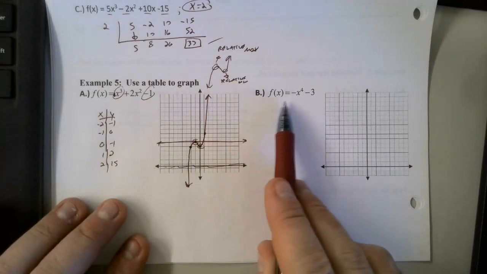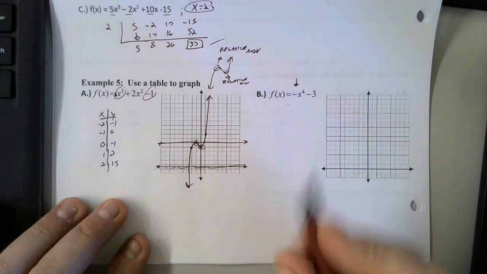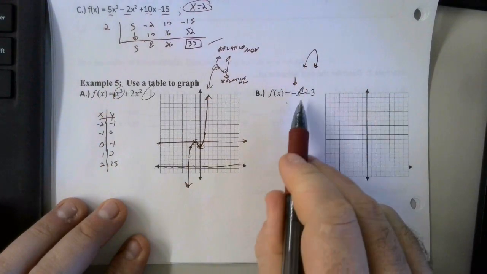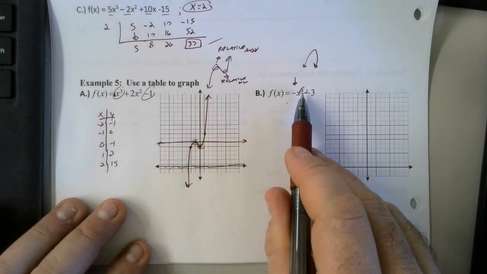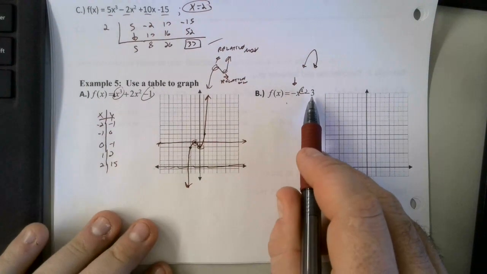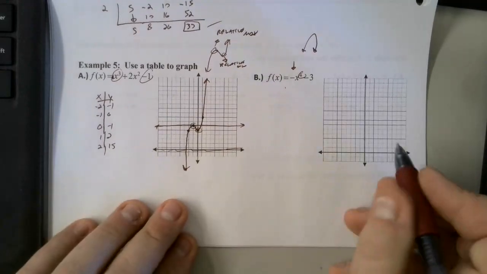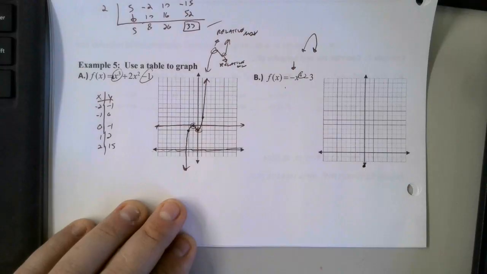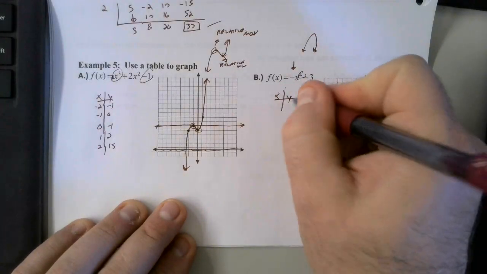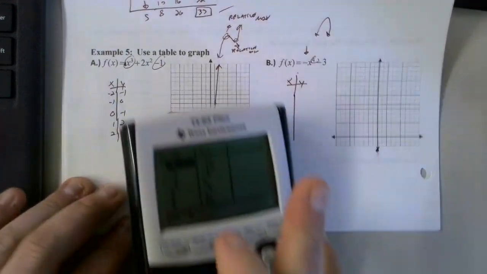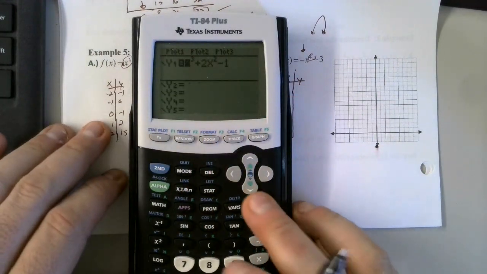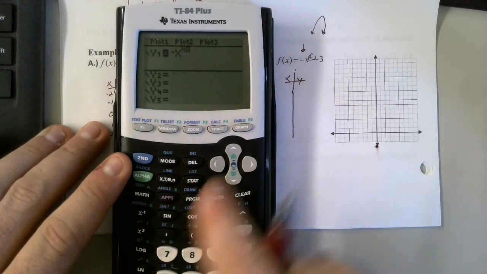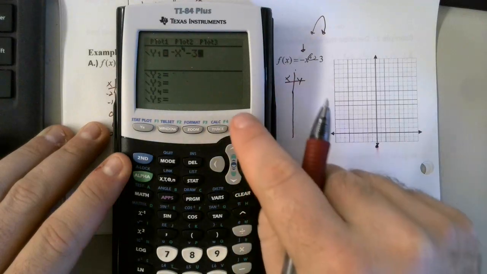So if I had one like this, there's a negative out front, so we know it opens downwards. The 4 degree means it should turn 3 times. It always turns one less than the degree, okay? The y-intercept is -3. So 0, down 3 is definitely where it hits the y-axis. If I were to use technology, which is the quickest way to do these, we could check to see what it looks like. So -x^4 - 3, and you hit graph.